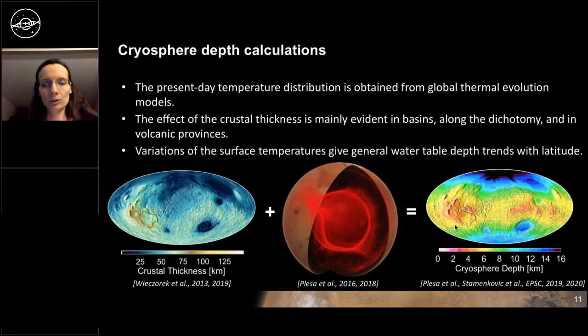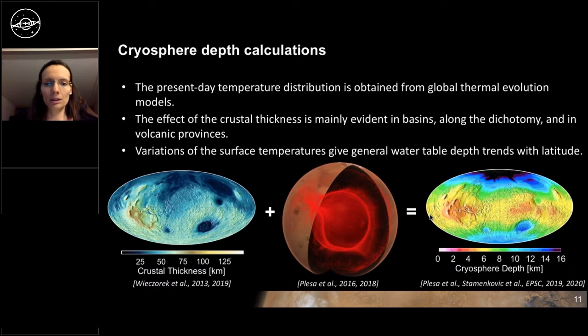Now, what is important to mention here also is that we use variations of the surface temperature, and they give the general water table depth trend with latitude. As you can see here on this plot, we have a deeper cryosphere at the north and south pole compared to the equator. And this is due to the fact that the surface temperature is colder at the north and the south poles of Mars compared to the equator.